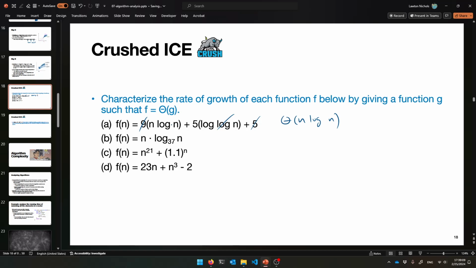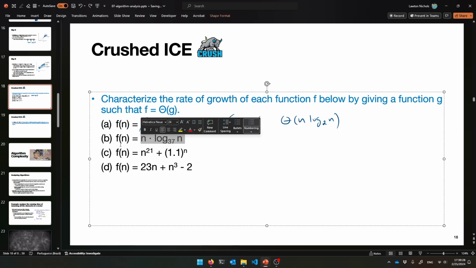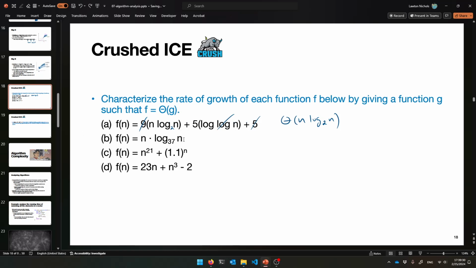I didn't even specify what this log base was. Maybe it's log base 2. Write log base 2 there if you want. But really, you don't need this base. That's why I didn't include it originally. So let's do this one. This is pretty much done for you. You could say that the answer is n times log base 37 of n.